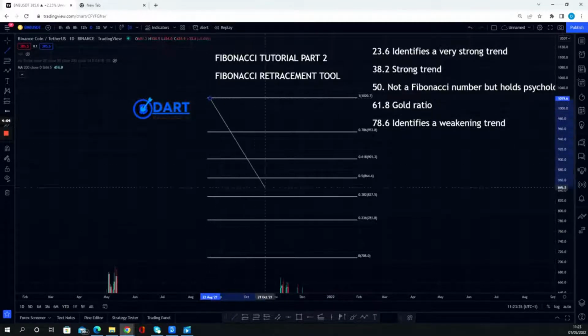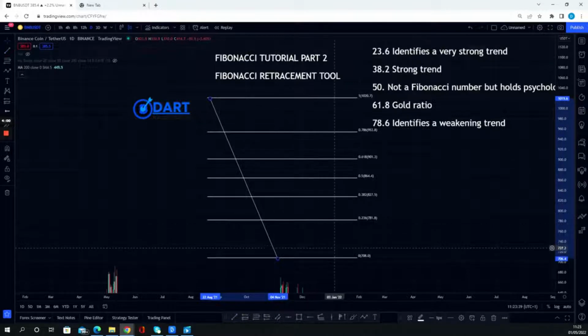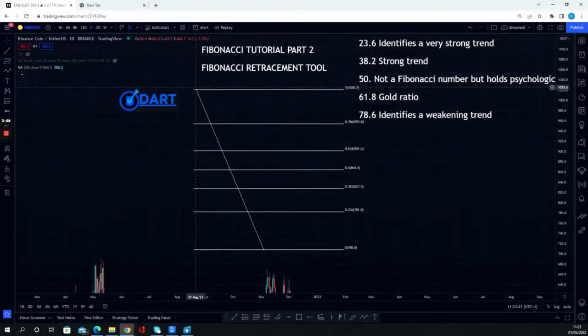So the first thing that we need to do is identify the swing high and the swing low. So you'd have your extreme high there and your extreme low. So you've applied it to the swing high and the swing low. And what we're trying to do is identify the strength of the trend first and foremost, and where price is going to stick.